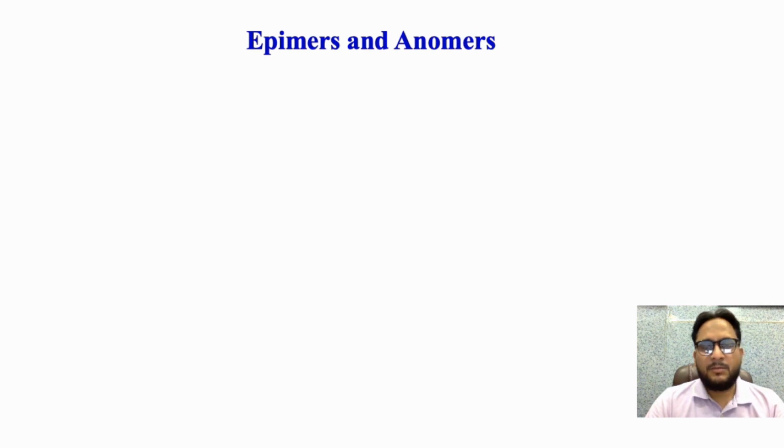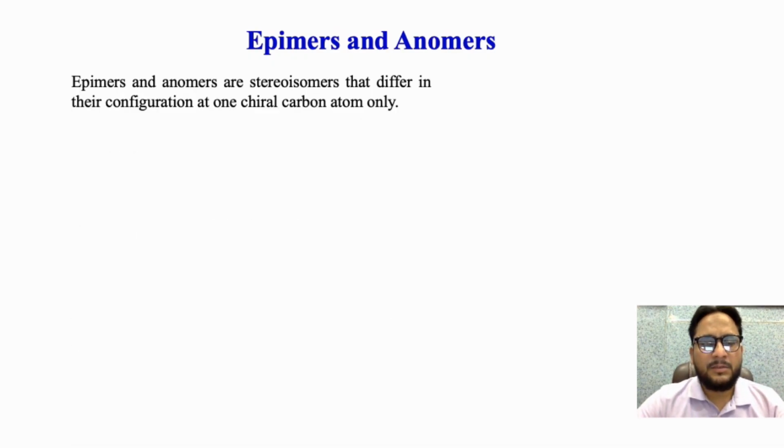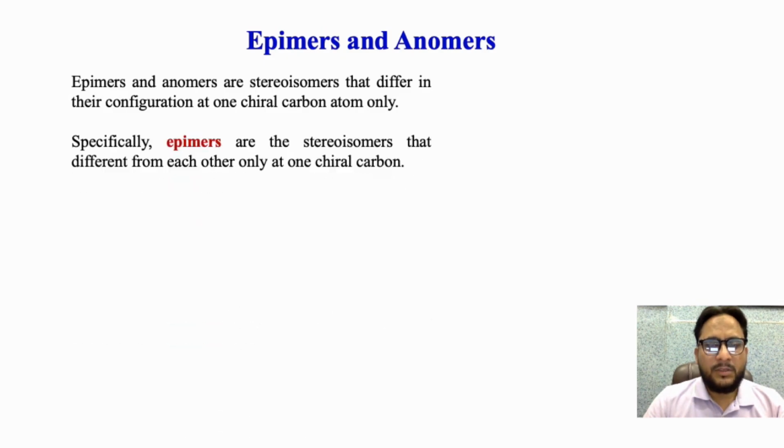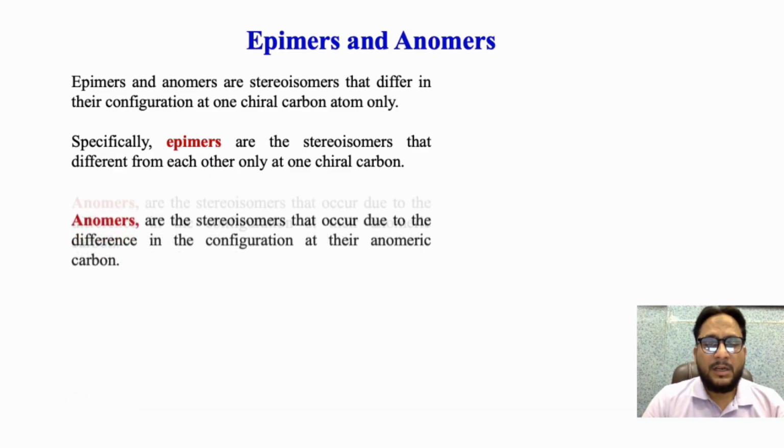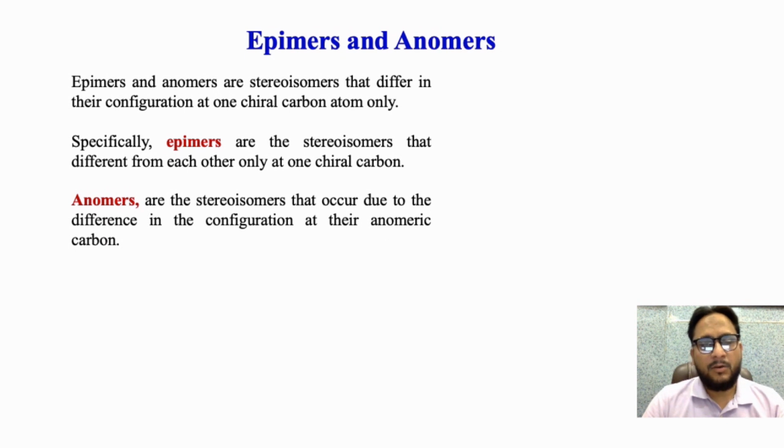Today I am going to talk about epimers and anomers, and I'll try to explain to you in a very simple manner the concept of epimers and anomers. Epimers and anomers are stereoisomers that differ in configuration at one chiral center only. Although they contain more than one chiral carbon, which is mandatory, that they must contain two or more chiral centers, they have a different configuration at one chiral center only, or you can say at one stereogenic center only.